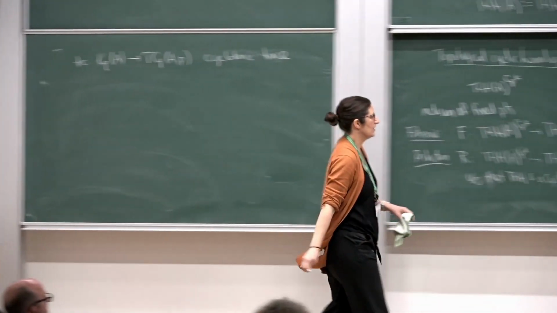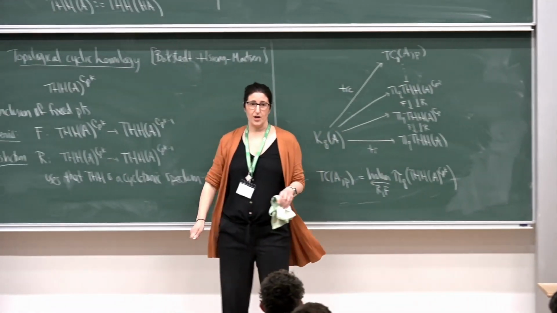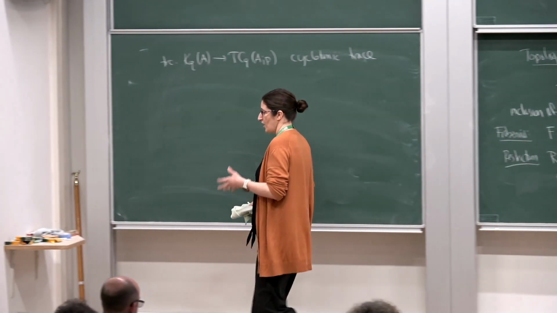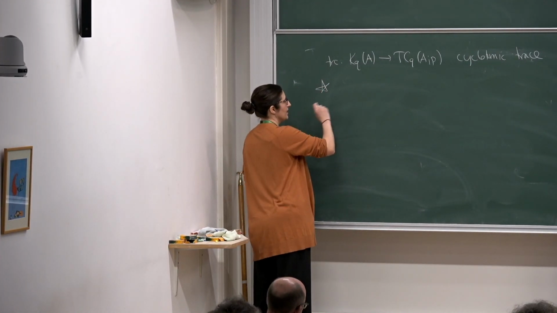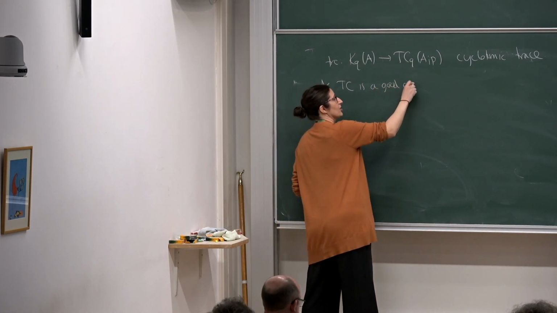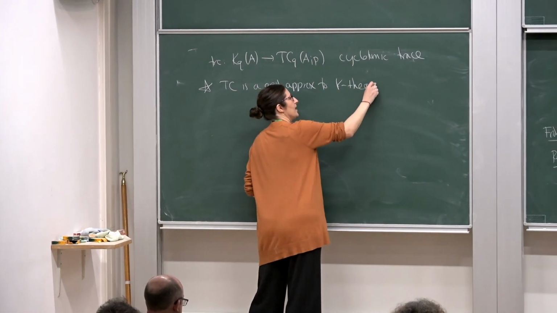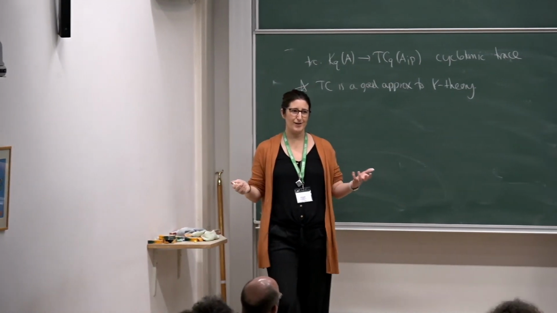Okay, so, good. So the thing that makes trace methods go is that this cyclotomic trace map is often close to an equivalence. So the thing that makes trace methods work is that TC is a good approximation to K-theory. And that's vague, but of course the results are not vague. There are a lot of different, very specific theorems about this.